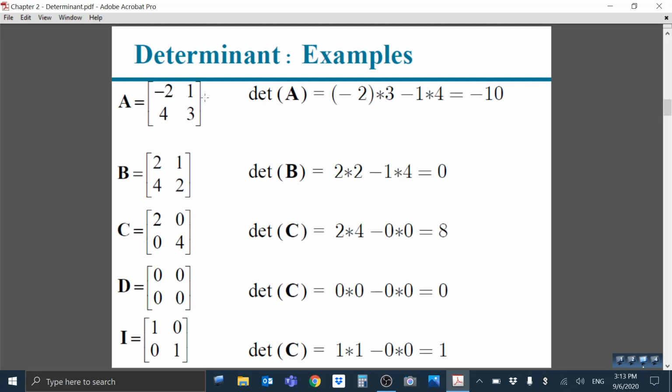And notice matrix A is a matrix and the determinant is just a number. Those are two different things. A determinant is a number and it is not equal to a matrix, obviously. We don't want to make those mistakes. If we want to compute the determinant of matrix B, again, it's going to be 2 times 2 minus 1 times 4. Oh, the determinant here is 0, which means that matrix B is not invertible.